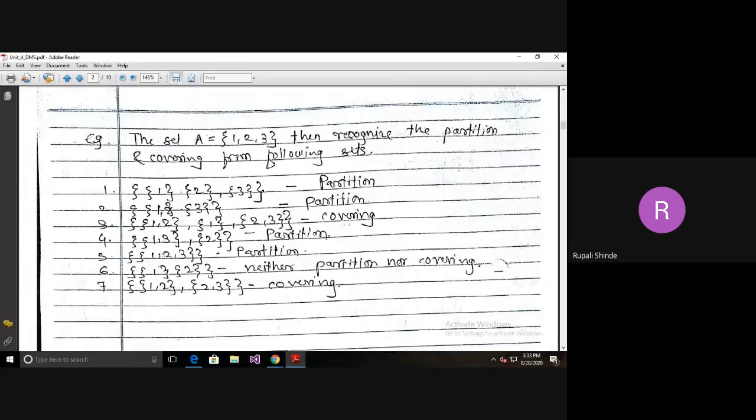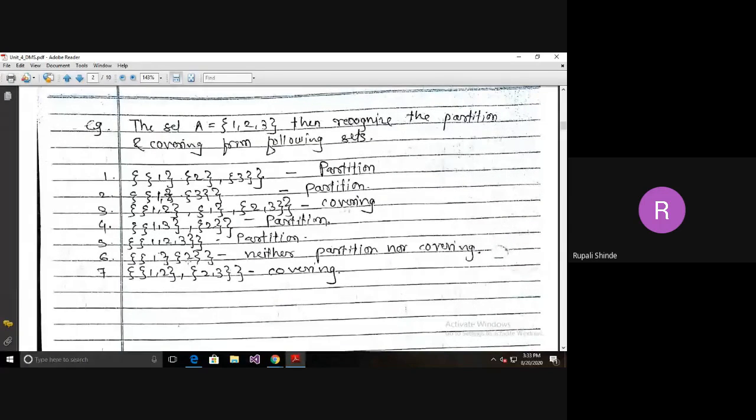Then the fifth, it is also a partition. Then the sixth one. Here this is neither a partition nor a covering, because this is only containing two elements, as 1, 2, 3 is not there. That's why this is not a covering. And this is not a partition. Why? Because to be a partition it should be a covering.